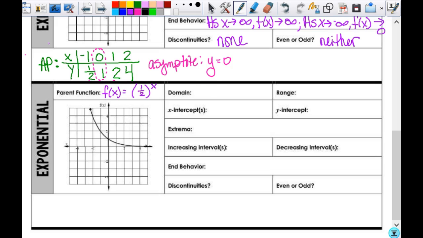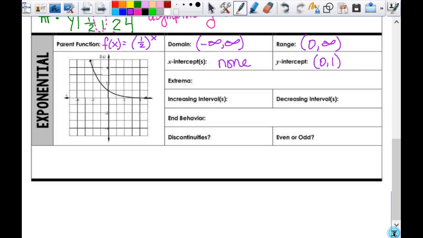So our domain goes from negative infinity to infinity. Range goes from 0 to infinity. Do I include 0? No, I don't. Do I have any x-intercepts? Nope. Do I have any y-intercepts? (0, 1). Do I have any extrema? No. Is it increasing anywhere? No, that's why we call it decay, right? Is it decreasing anywhere? Yes, the whole domain, so negative infinity to infinity.